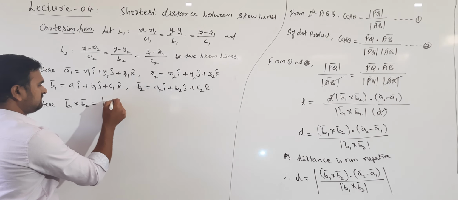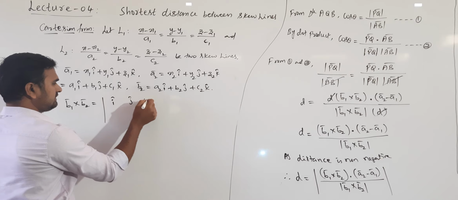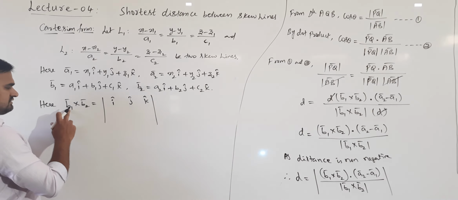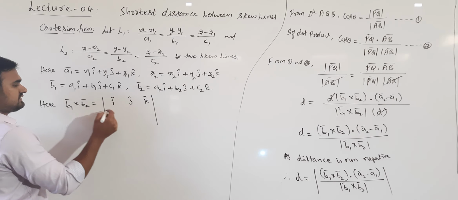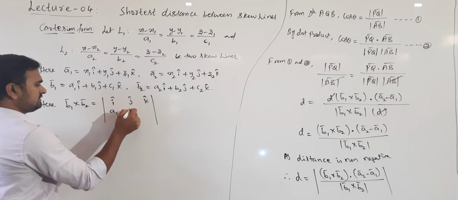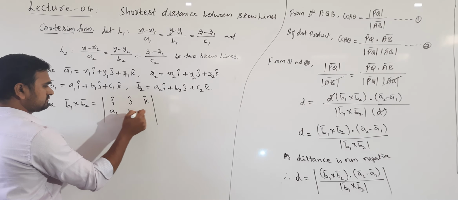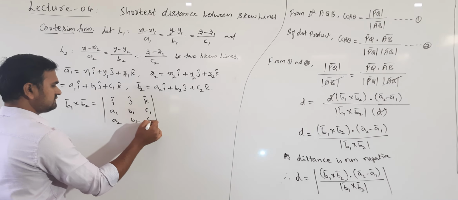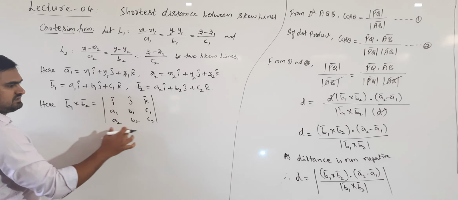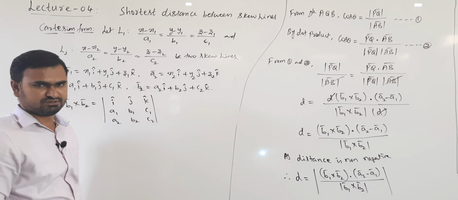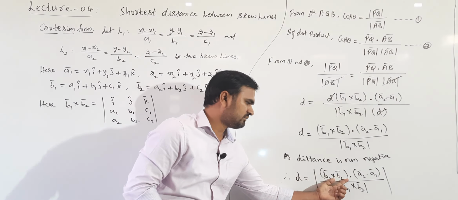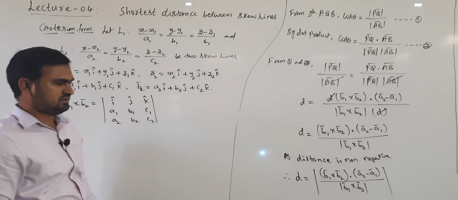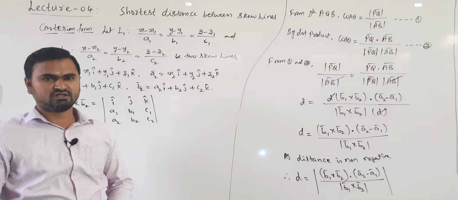Determinant of i, j, k. Now we write coefficients of first vector or components of first vector. It is a1, b1, c1. Next, components of second vector a2, b2, c2. So by expanding this, we will get b1 cross b2. Now for that we need dot product with a2 minus a1 and divided by magnitude of b1 cross b2.